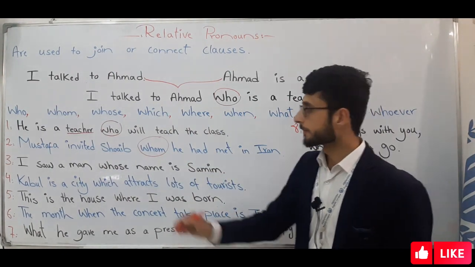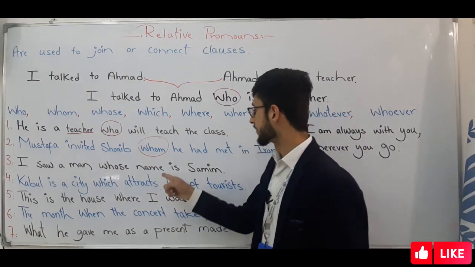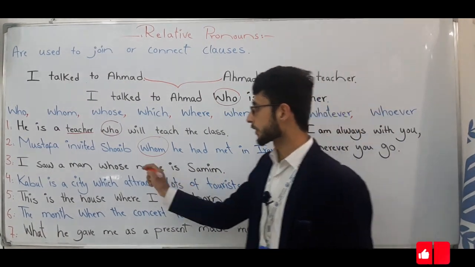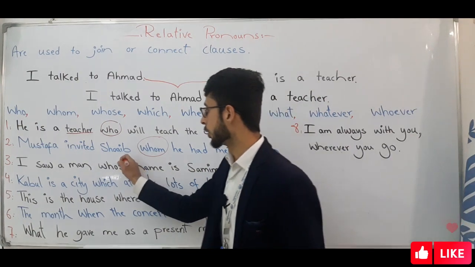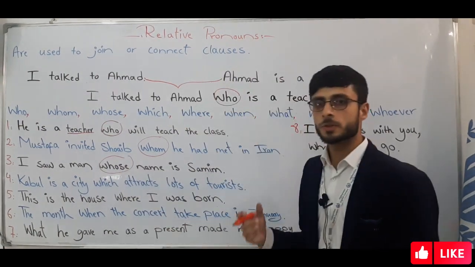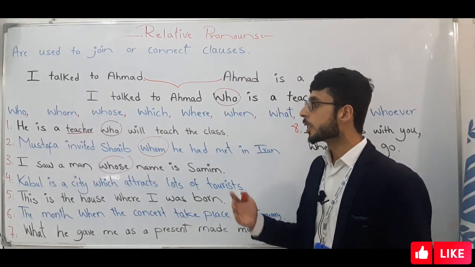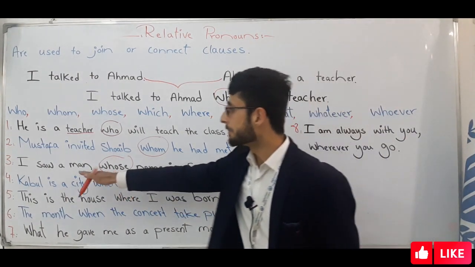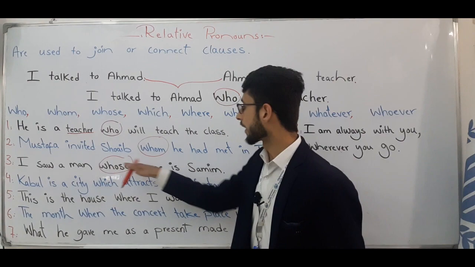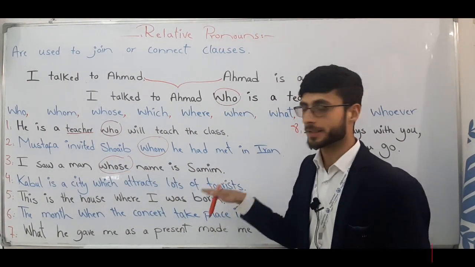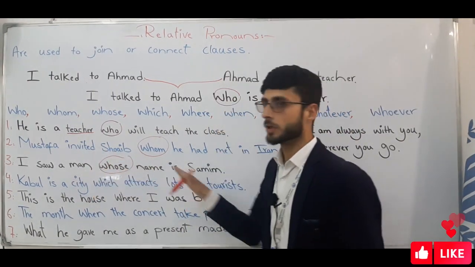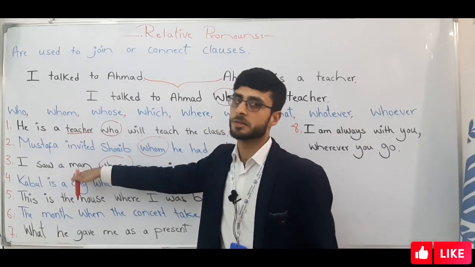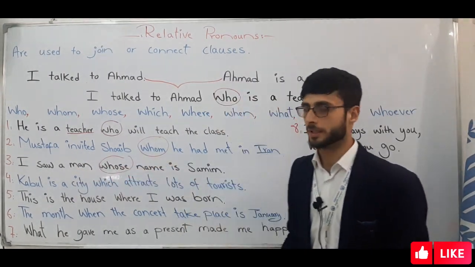Third sentence. I saw a man whose name is Samin. Again, there is a relative pronoun in this sentence, whose. Where can we use whose in our sentence? When we show possession. Like من مردی را دیدم کسی که نامش سمیم است. یعنی مرد را که دیدم کسی که نامش سمیم است، یعنی نام مربوط کیست؟ نام مربوط از این مرد است. We use whose in here.